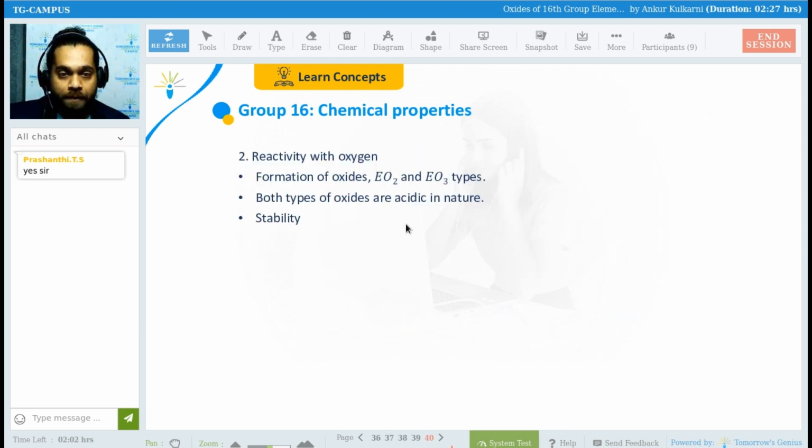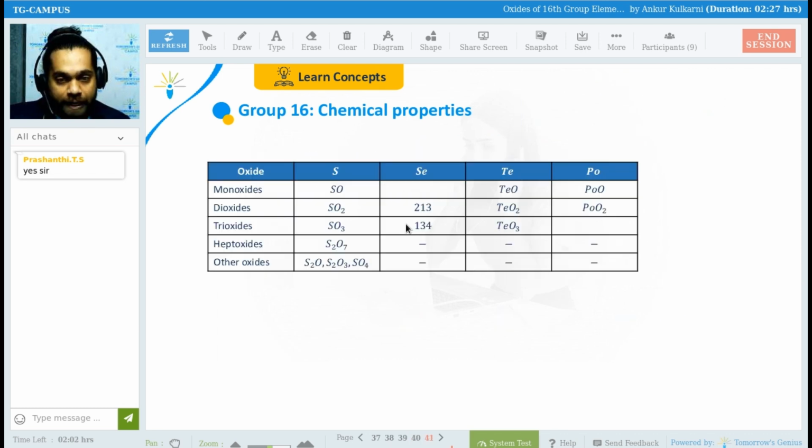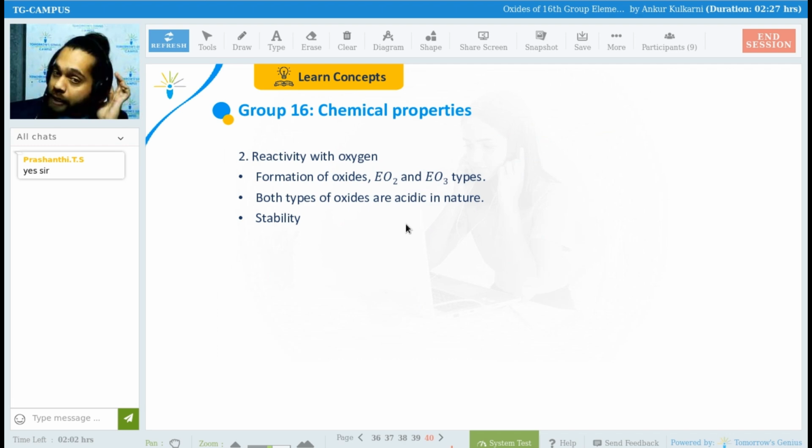Let us go ahead. Now let us go to the reactivity with oxygen. Look over here. Reactivity with oxygen. Now your compounds when they react with oxygen, we are talking about group 16. I'm not going to talk about oxygen reacting with oxygen. It is also possible you will get ozone if I react two oxygen together. But let us keep it aside. From sulfur, if I react with oxygen, what do we get?